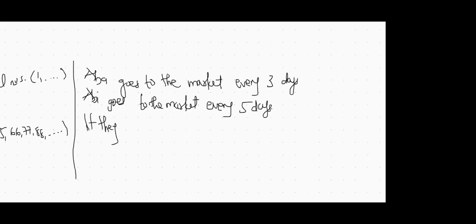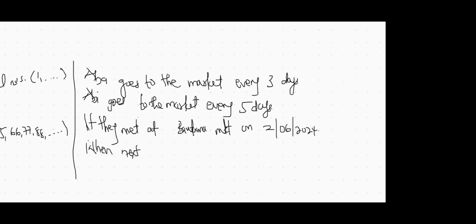If they met at Bantama Market on 2nd June 2024, when next would they meet for shopping of groceries? Is the question clear to understand?